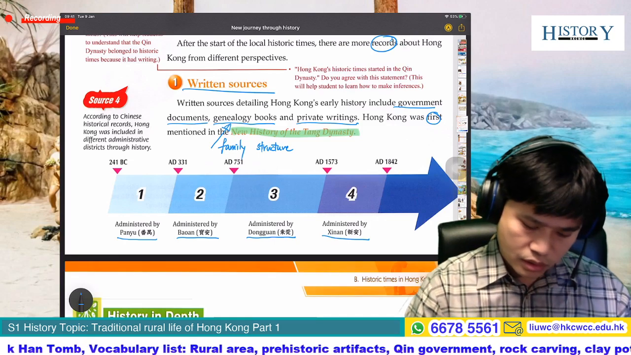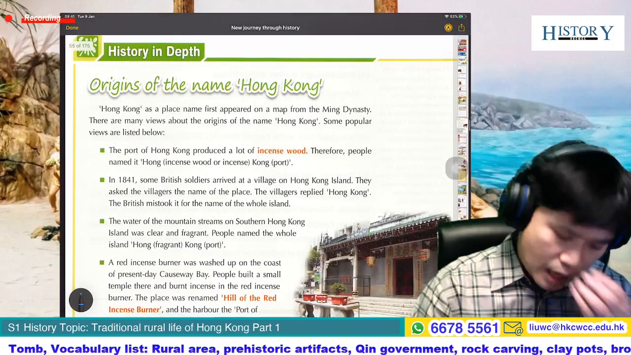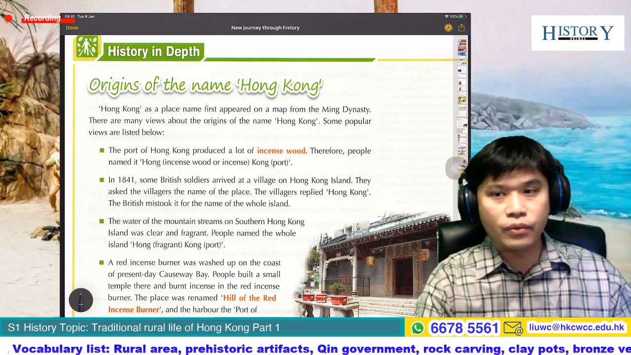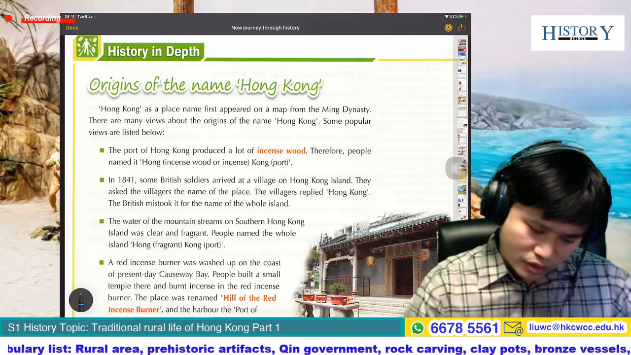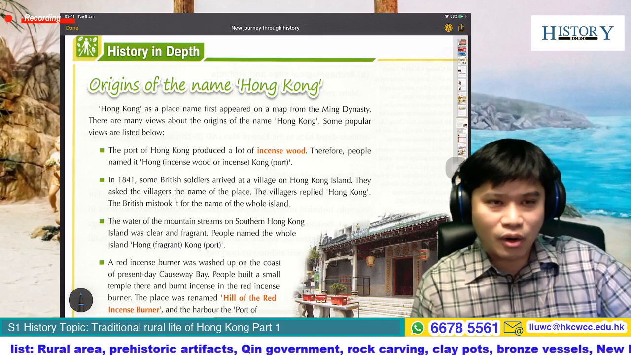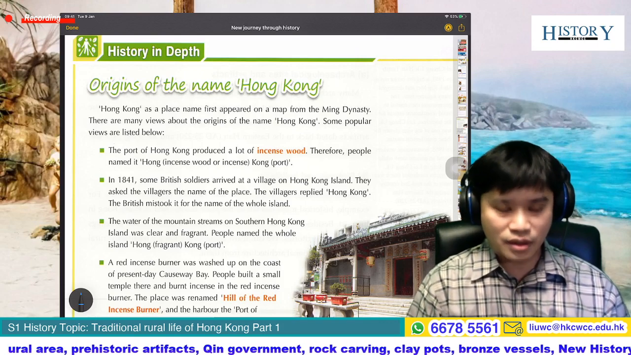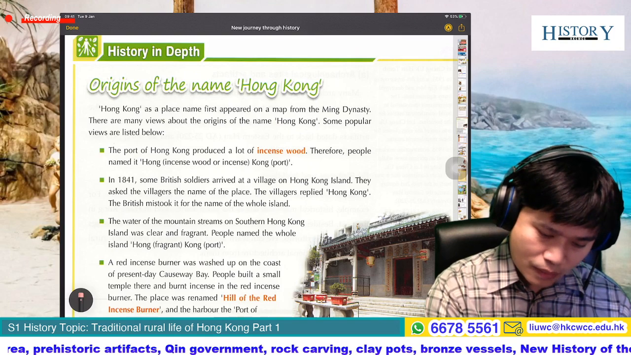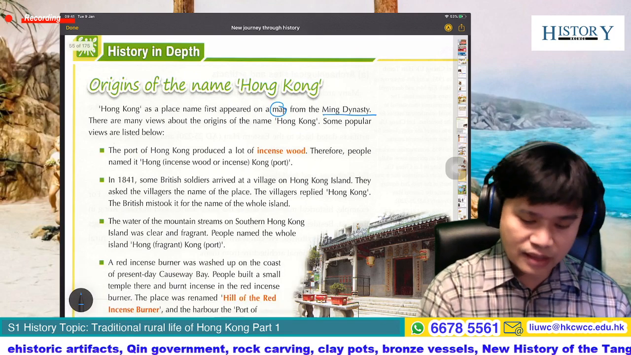So what should be the name of Hong Kong? The name of Hong Kong. For the next part, we are going to talk about the origins of the name of Hong Kong. For these two words, Hong Kong, when did they appear? You can see that Hong Kong as a place name first appeared on a map from the Ming Dynasty.